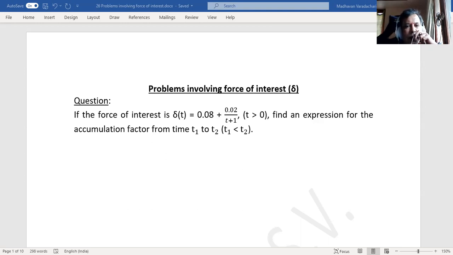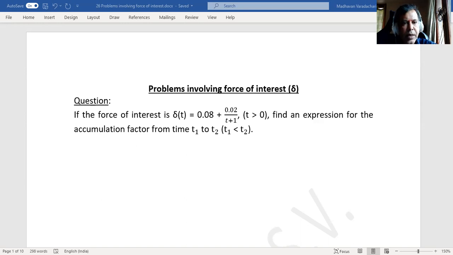In this video, we'll start doing some problems related to force of interest, that is the delta, what we just discussed in our previous video. From this video onwards, we'll start doing some problems involving force of interest delta.